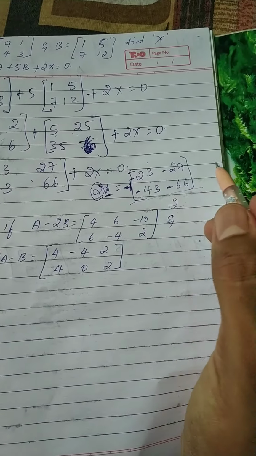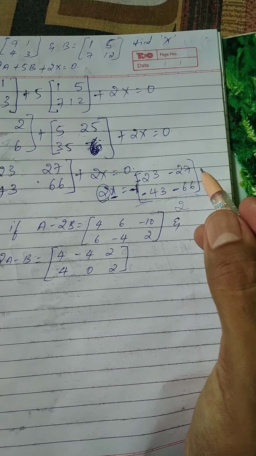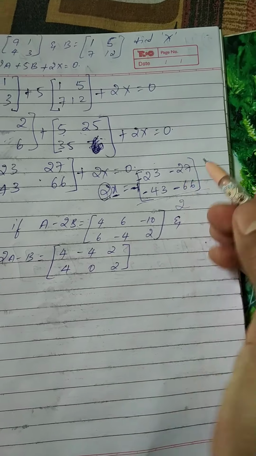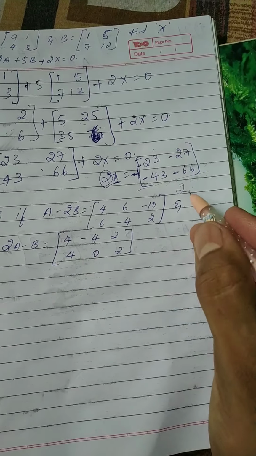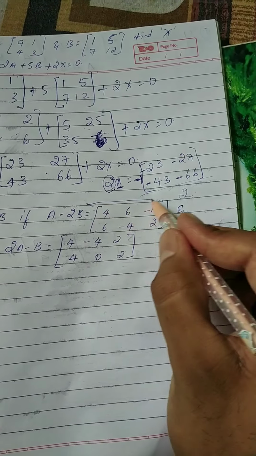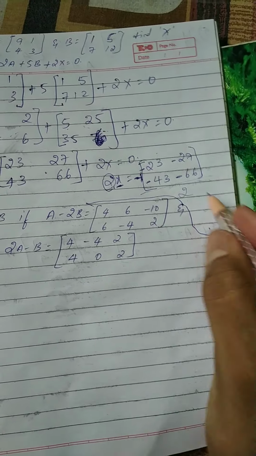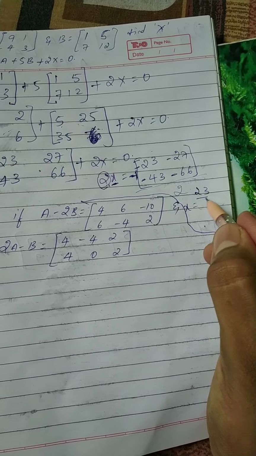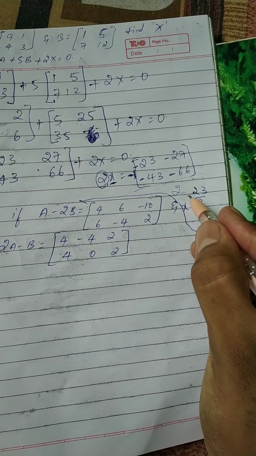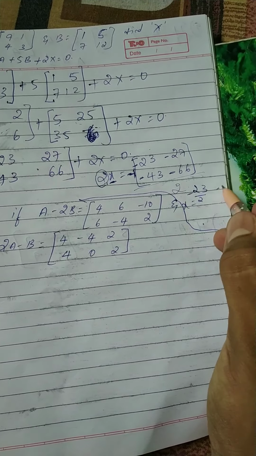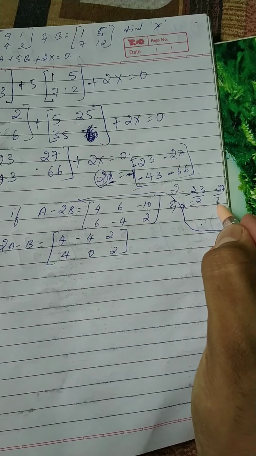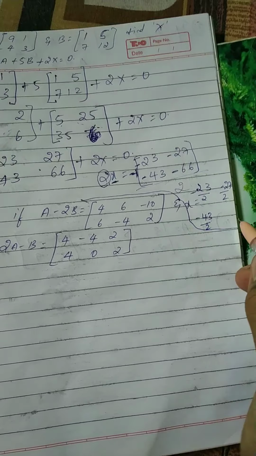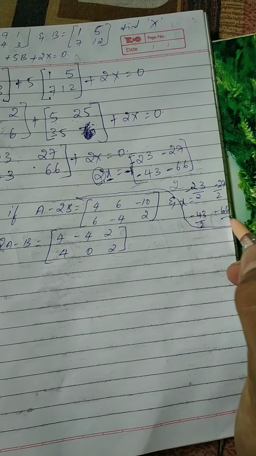When you divide this entire matrix by 2, what happens? So 23 divides by 2. So this is the matrix which you get. The final matrix which you get here is, I'll just write it down here. So the final matrix X will be 23 divided by 2, minus 23 divided by 2, minus 27 divided by 2, and minus 43 divided by 2, minus 66 divided by 2.